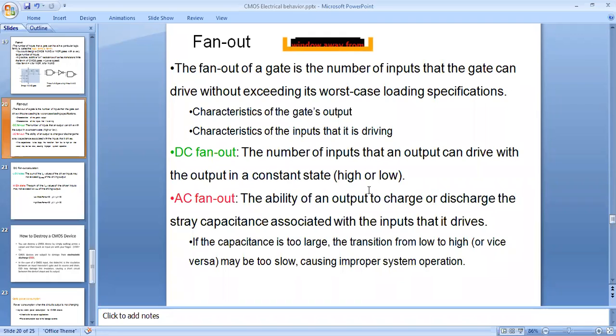The ability of an output to charge or discharge the stray capacitance associated with the inputs. So, the ability of an output to charge or discharge the stray capacitance associated with the inputs that it drives.